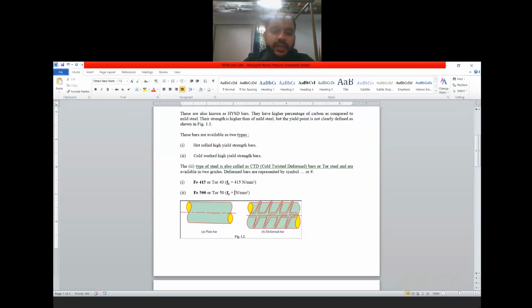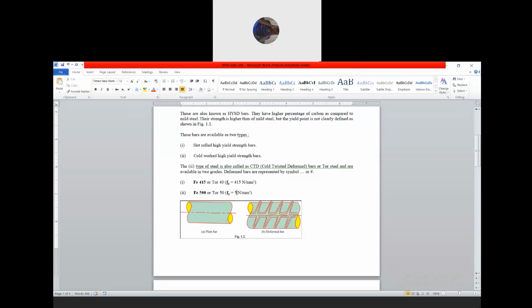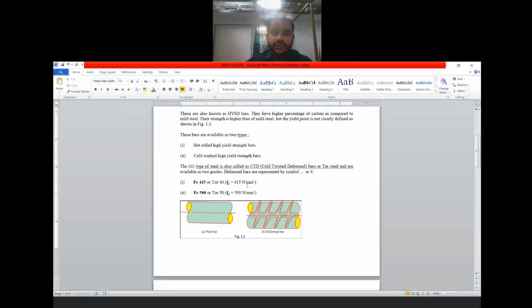Can you tell me what will be the value here for Fe 500? What will be the value of Fy? 500. Yes, 500. Okay, so now I think you have understood this one. If Fe 250 is given, you have to write Fy equal to 250. If Fe 415 is given, Fy value will be 415. If Fe 500 is given, then you will write Fy value equal to 500 Newton per millimeter square.